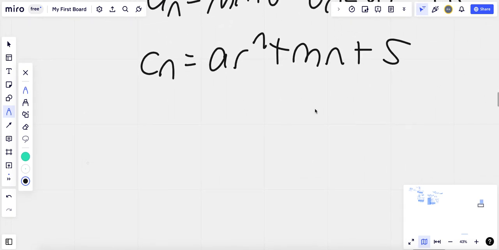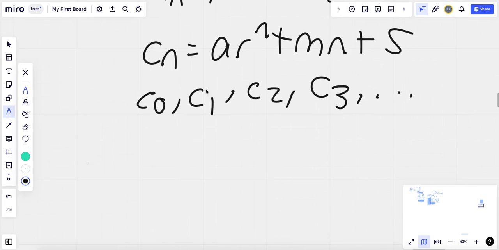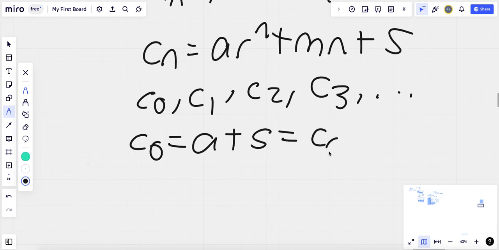And now let's say the terms of my c sub n are c0, c1, c2, c3, and so on. Now I'm going to use systems of equations, and the reason is my goal is to solve A, R, M, and S all in terms of these terms, which are just constants. So here's how I'll do that. So C0 is going to be A plus S, and I'm just going to write out all of the systems of equations for what I'm given.